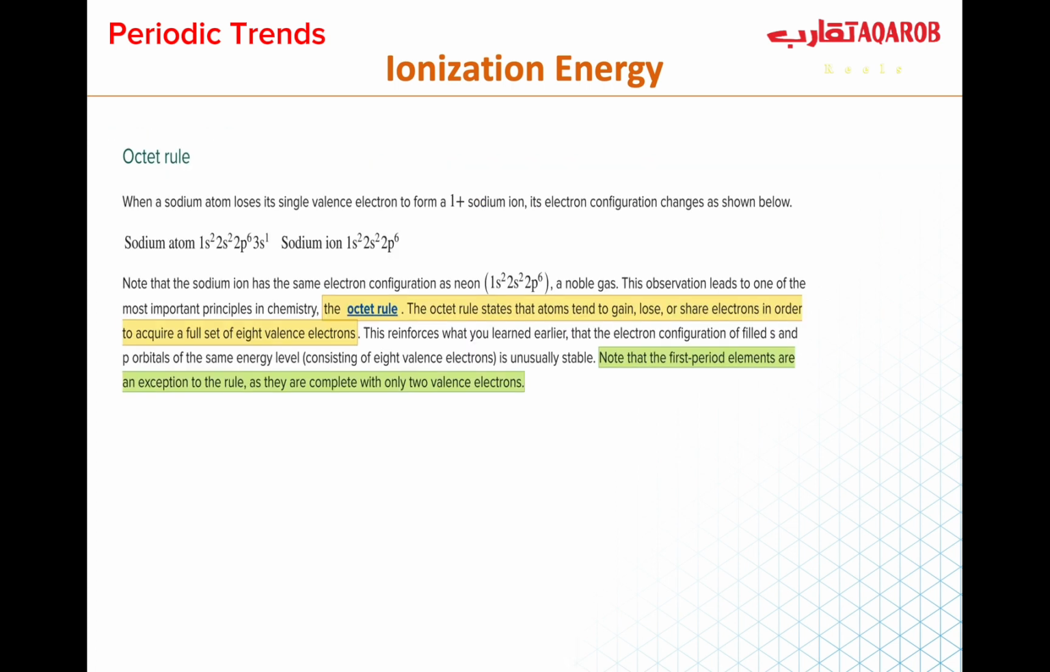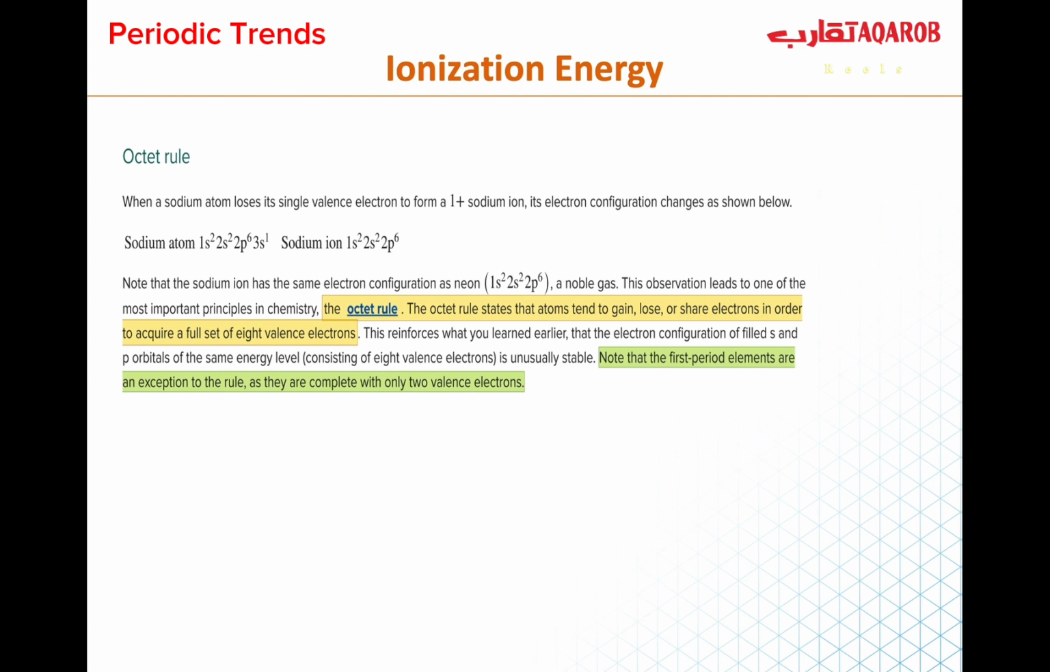Now, the octet rule. When a sodium atom loses its single valence electron to form a positive 1 sodium ion, its electron configuration changes as shown below. Sodium atom: 1s2, 2s2, 2p6, 3s1. This is the sodium atom, but the sodium ion, once you lose one electron, will be 1s2, 2s2, 2p6. Note that the sodium ion has the same electron configuration as neon. So how many valence electrons does it have? It has 8 valence electrons.